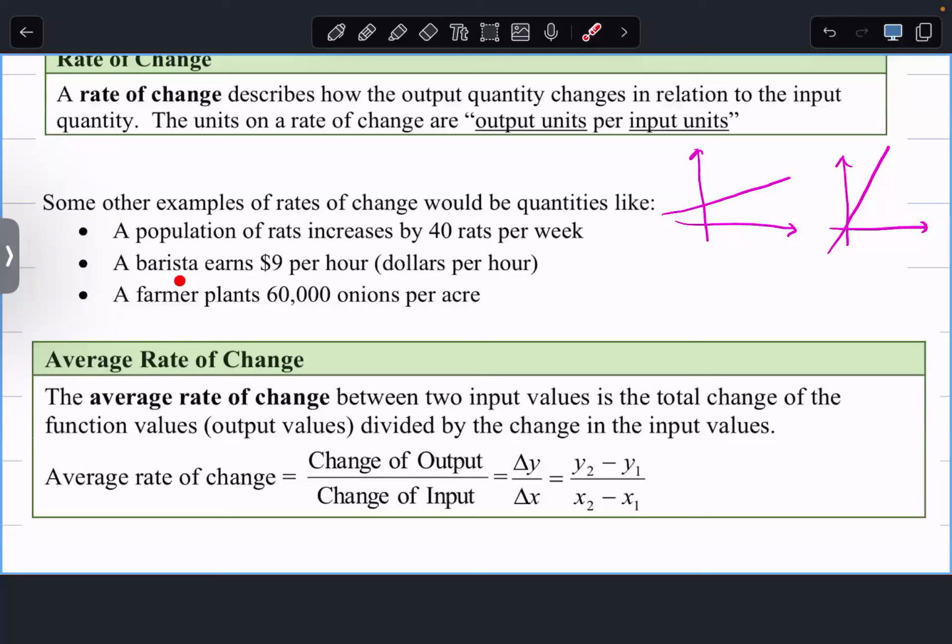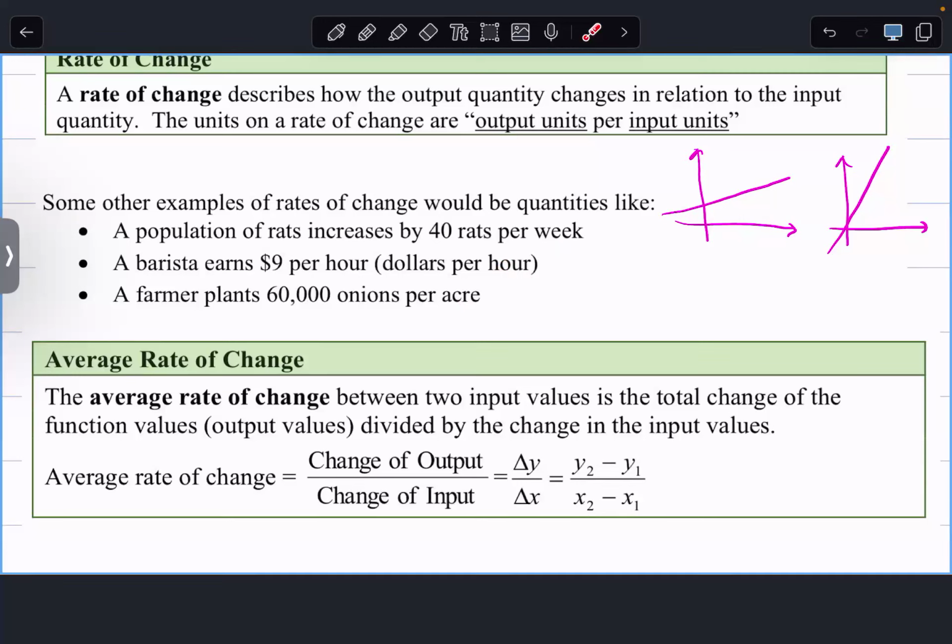A barista, I can't talk about baristas for that long. A barista earns $9 per hour. Oof, dollars per hour, and then a farmer plants 60,000 onions per acre, right? So we've got our input and our output. Okay, so per week, so the week is the input, per hour is the input, per acre is the input, right?